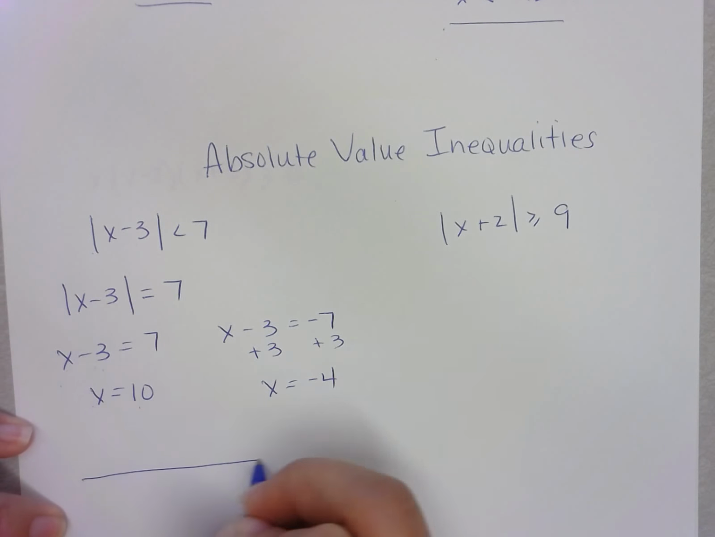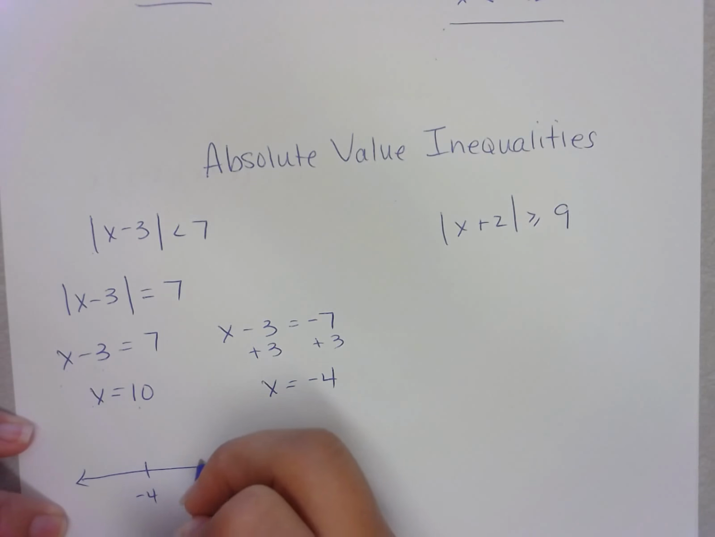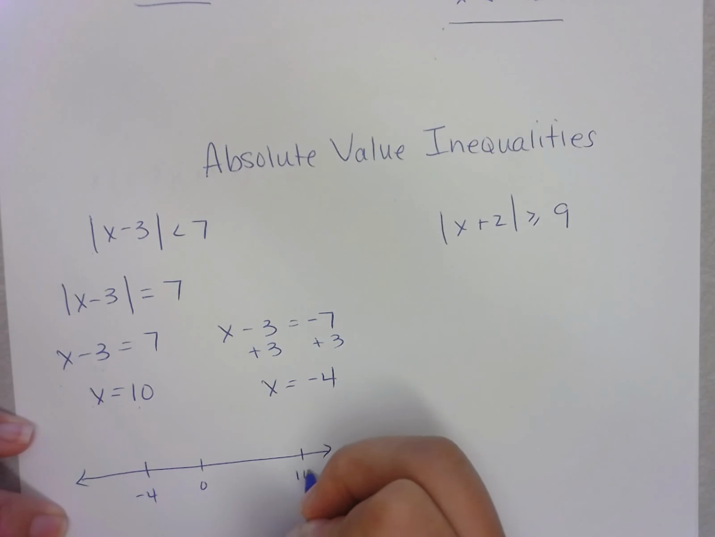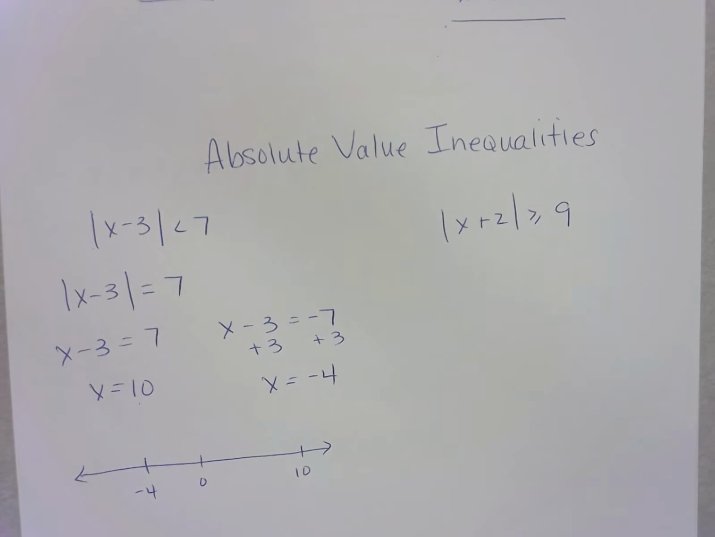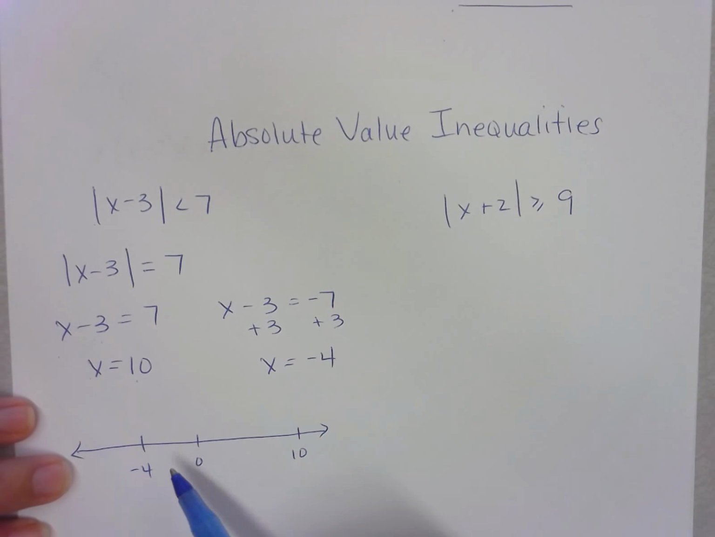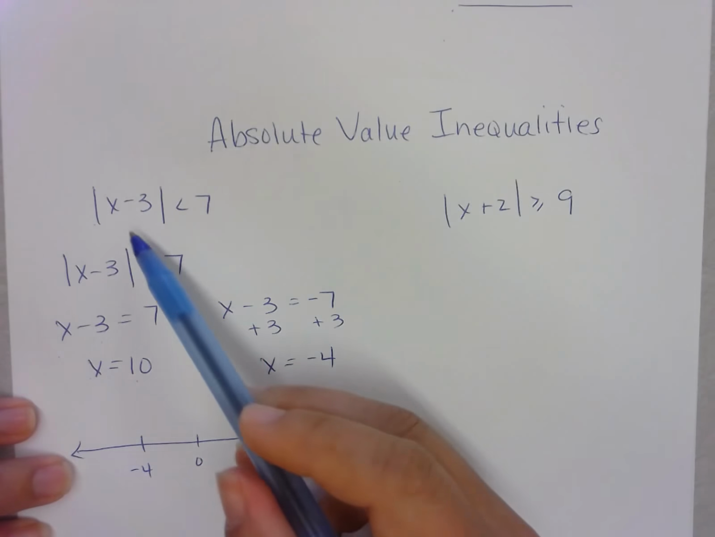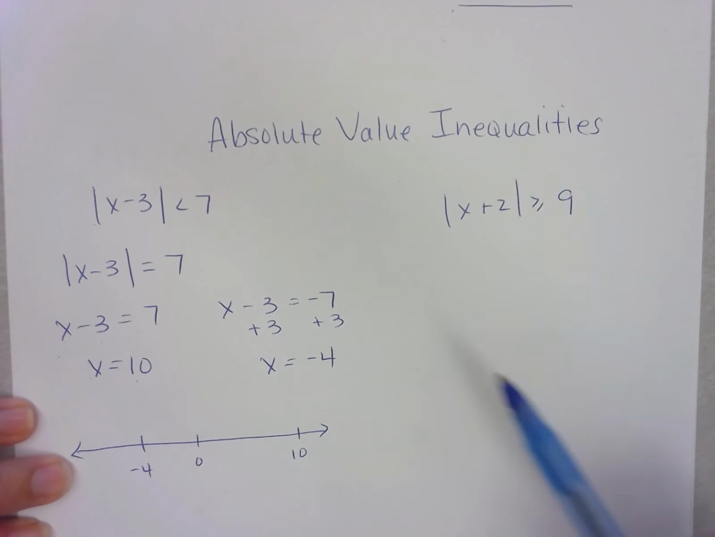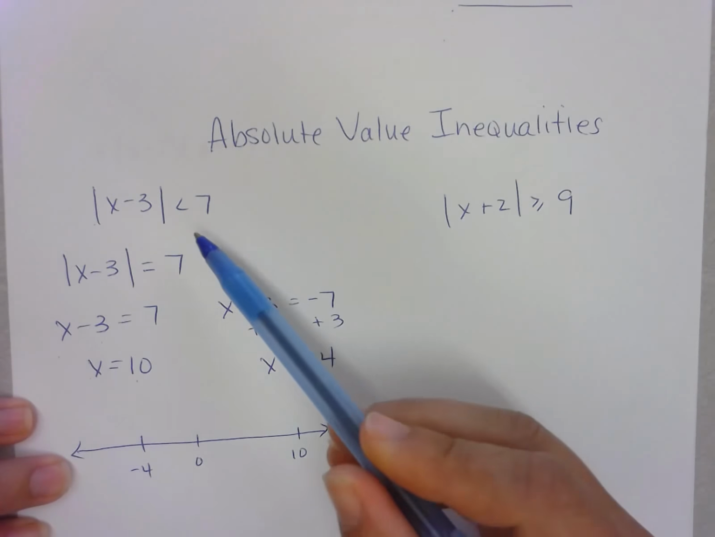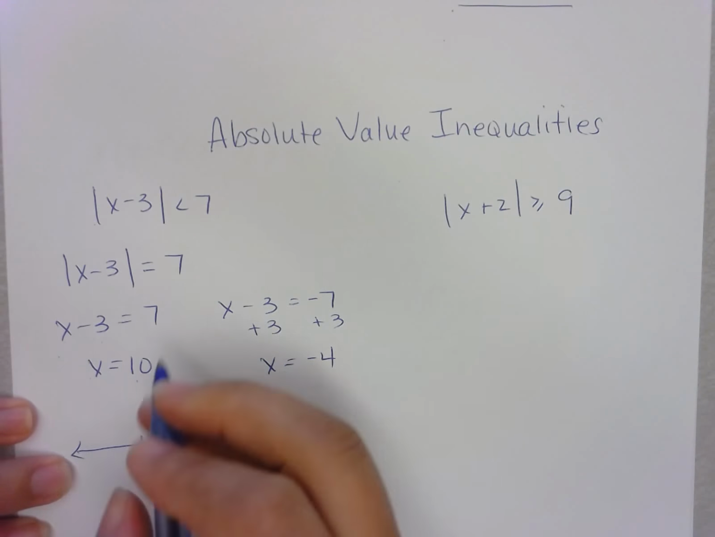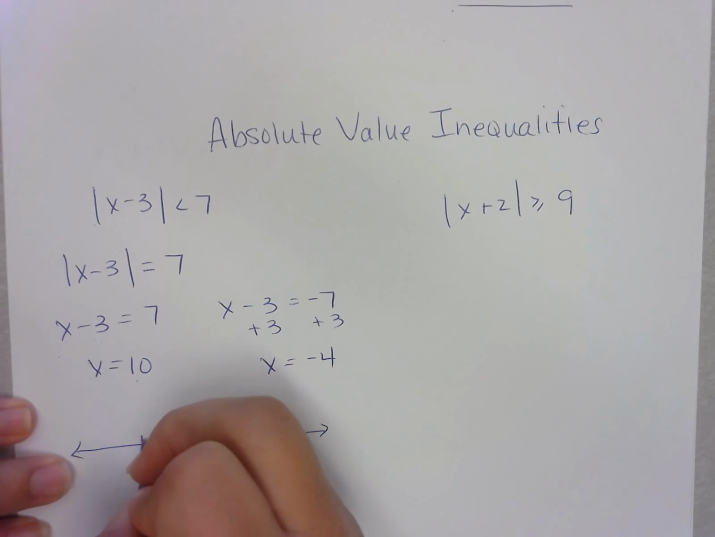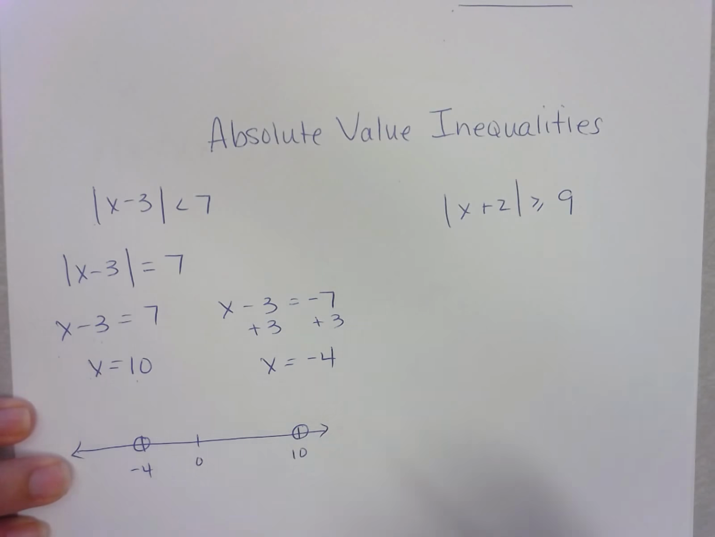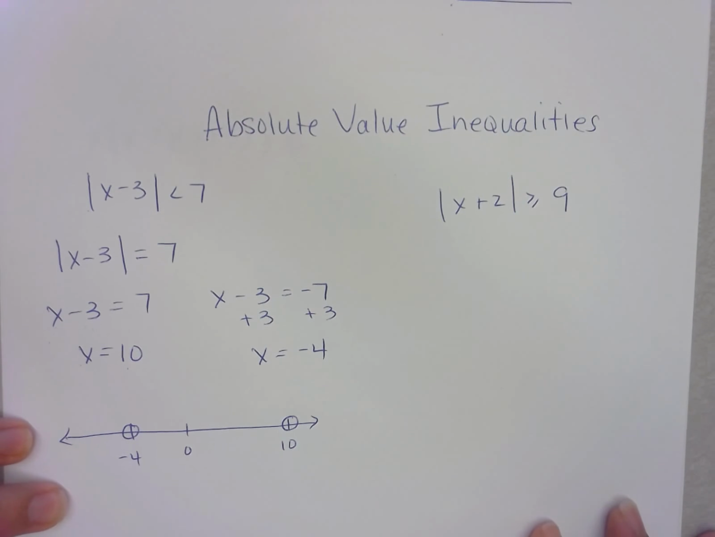So what I like to do in these cases is put them on my number line. So here's my negative 4, maybe here's 0, and then 10 will be way up here. So these are places that equal 7. Now that's not exactly what I want here. I want less than 7. So I know that because this is less than, these two numbers are not included. So I'm going to circle my two numbers, okay?